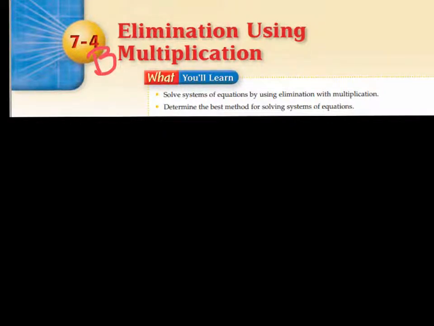We're breaking lesson 7.4 up into two parts. We started off by looking at elimination where we had to multiply by something first, and now we're going to look at the best method for solving any system of equations. So you get to pick.